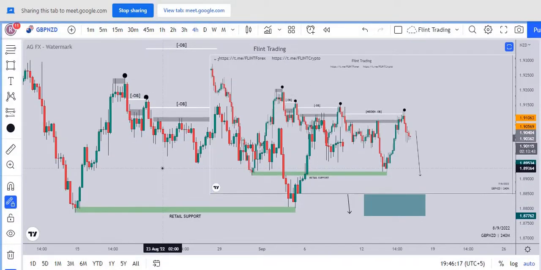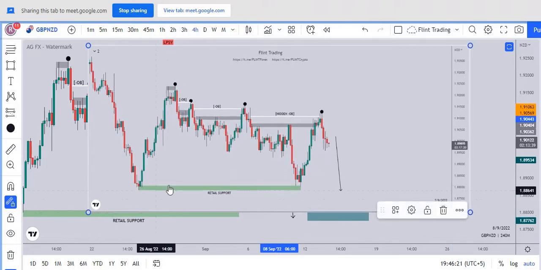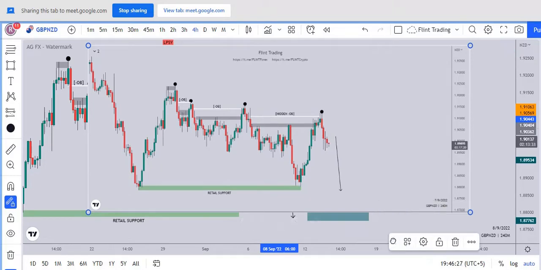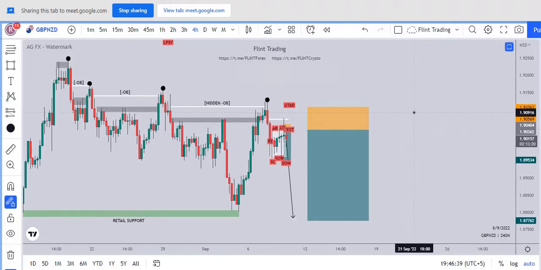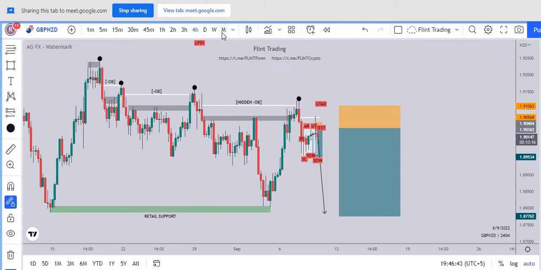So basically, I sent this analysis in the channel. It was based on GBP NZD, and it was a 4-hour time frame. Okay, I was expecting price to continue bearish all the way till this retail support, and we'll just do a top-down analysis and all the way to the entry, and you'll check out why I was looking at this.